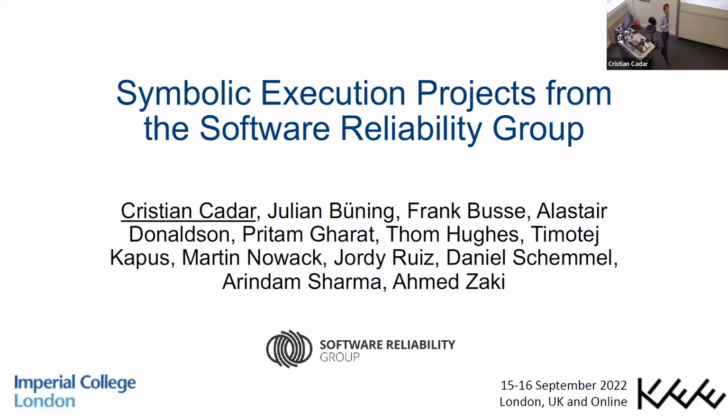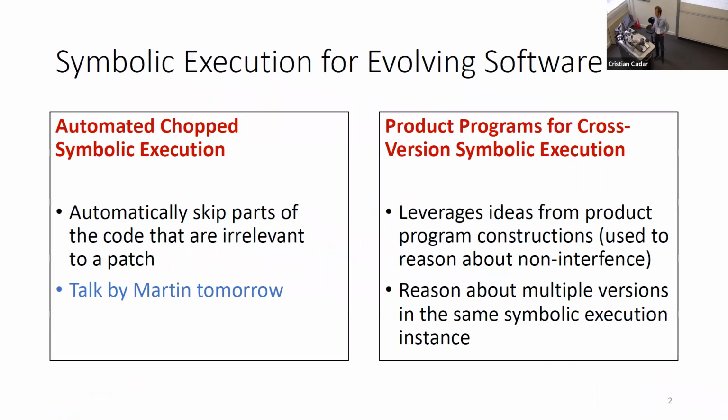So yeah, we have a poster which presents several projects going on in our software reliability group here at Imperial College London. One research direction which we're really interested in is to make symbolic execution scalable for evolving software. So basically, as the software is being changed, how can we incrementally apply symbolic execution in that context? We have two ongoing projects that try to address this.